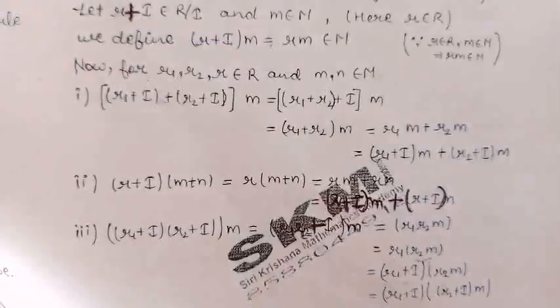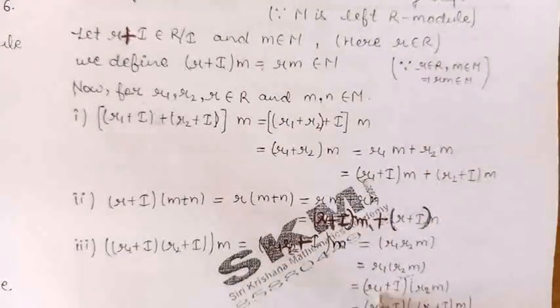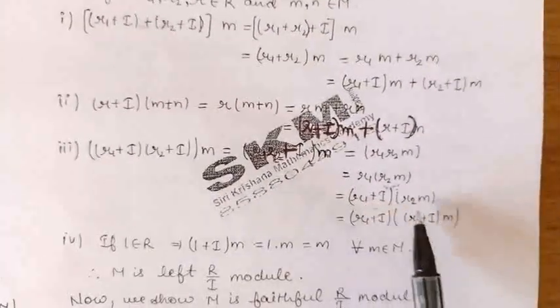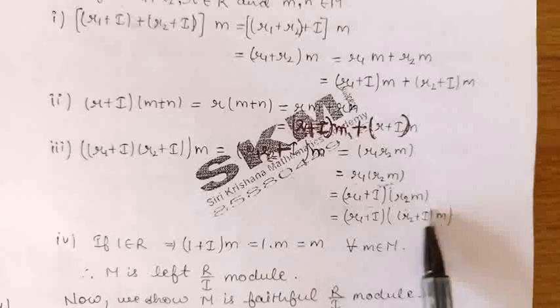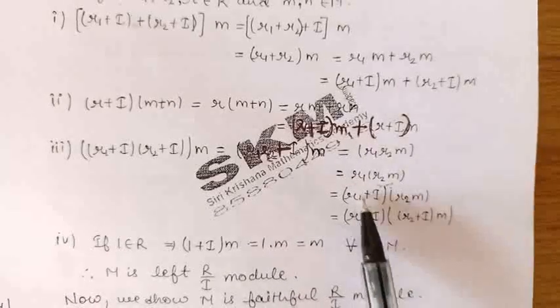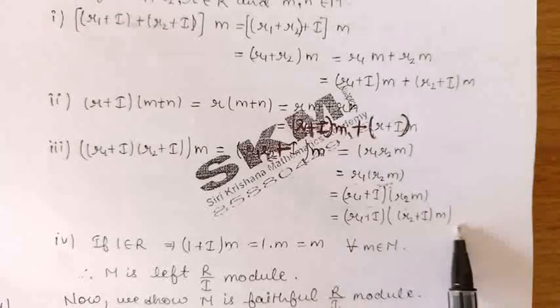Now again, by using the definition of scalar multiplication, this can be written as (r1 + I)·(r2m). And again, by using the same definition of scalar multiplication, this can further be written as (r1 + I)·((r2 + I)·m).